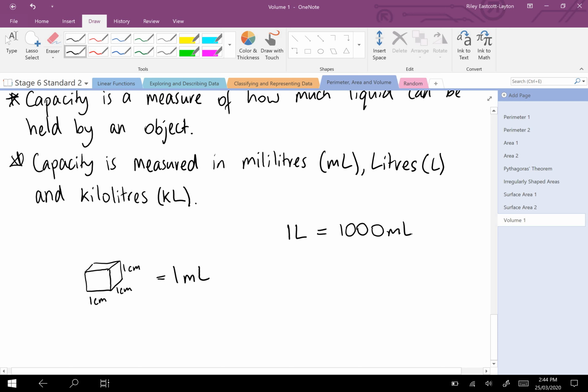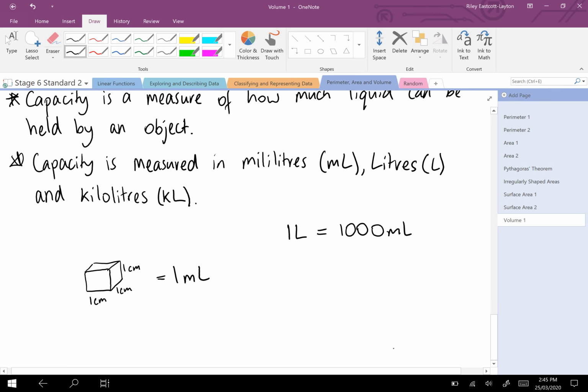Now, what I don't want you to think is that if 1 centimetre by 1 centimetre by 1 centimetre is 1 mil, what I do not want you to think, so I'm going to draw a big cross through it before I even draw it, is that 1,000 centimetres by 1,000 centimetres by 1,000 centimetres is 1,000 mil. Because we're timesing these numbers, it doesn't work. So look at that. Disgusting. Get rid of it. We don't want it in our books.